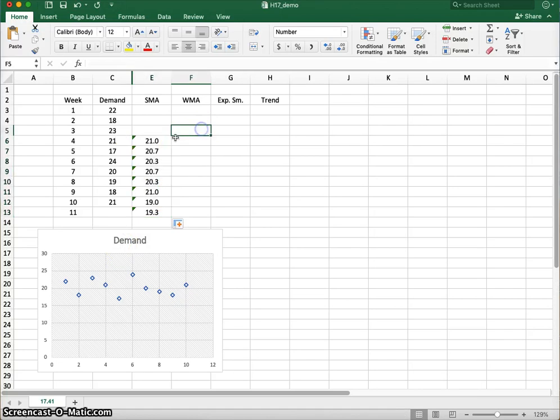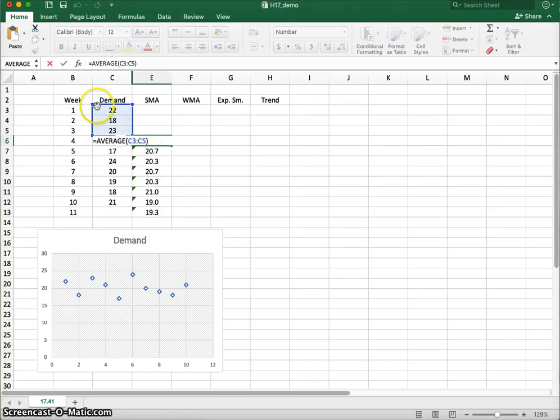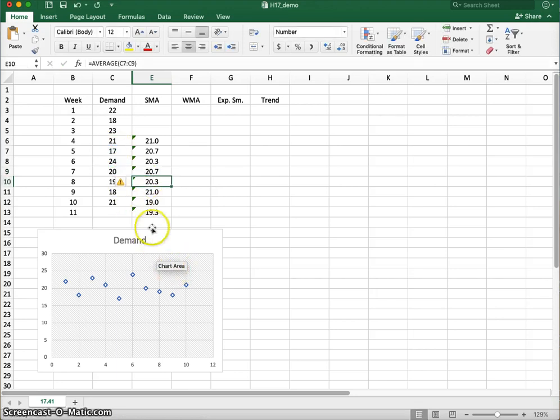Okay, so now if I look up here and I click on this one, you can see that it averaged these 3 periods. And the next one averaged these 3 periods. That's why we call it a moving average. And the next one, these 3. So you can see that the average moves. So I'm always averaging the most recent 3 periods. Okay? So that's that one.